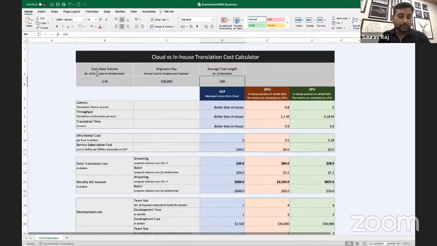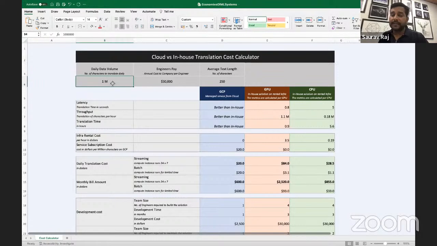All right, so these are the constants that I wanted to set for this discussion. The data volume is 1 million characters per day, and we will change it, increase it, and see what the cost trend looks like.